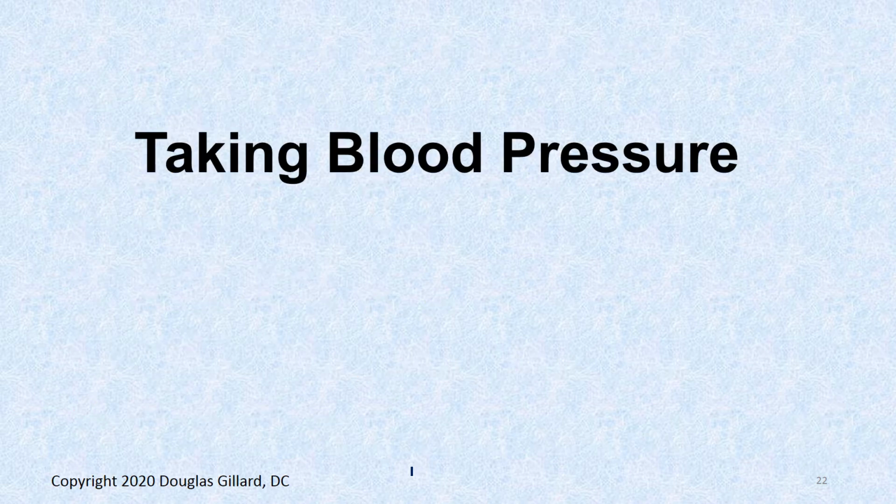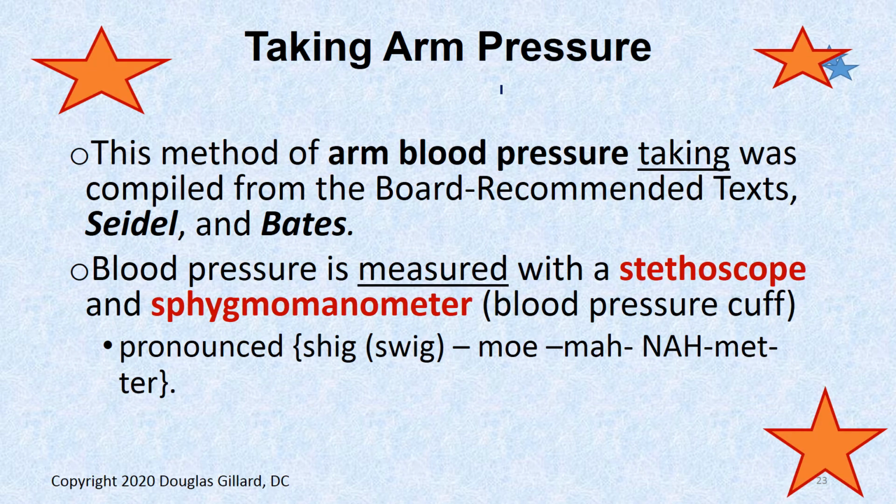All right, taking a blood pressure. Again, this is how I do it right from the boards, and I know it's a little bit different. But hey, I teach right from the boards. What can I say? Right from the board book, Seidel and Bates. Taking the arm pressure. So, yep, again, Seidel and Bates. First, you need to know the name of that thing. What do you say? You need a stethoscope. You can say that, but what about this thing?